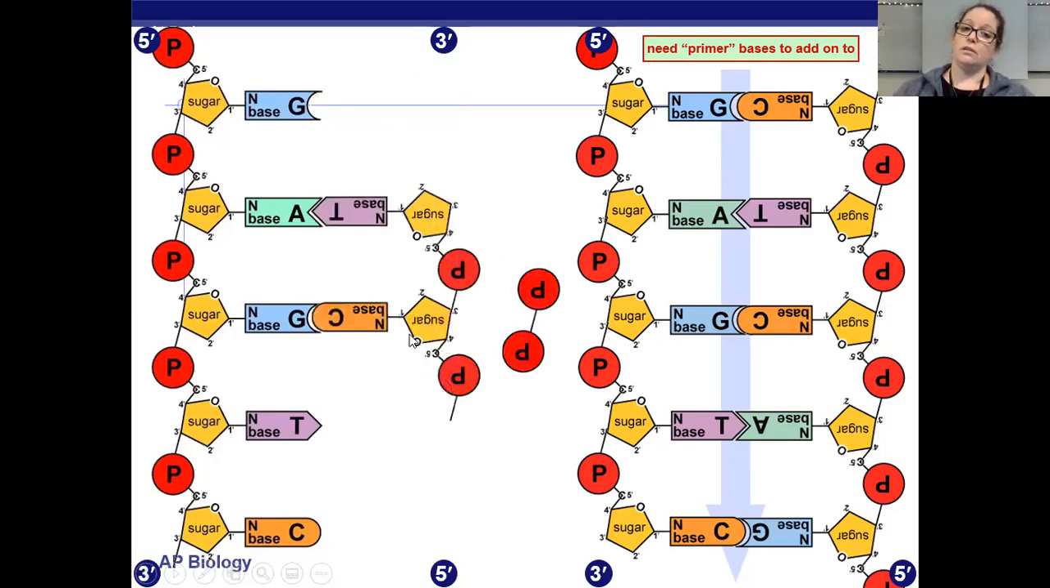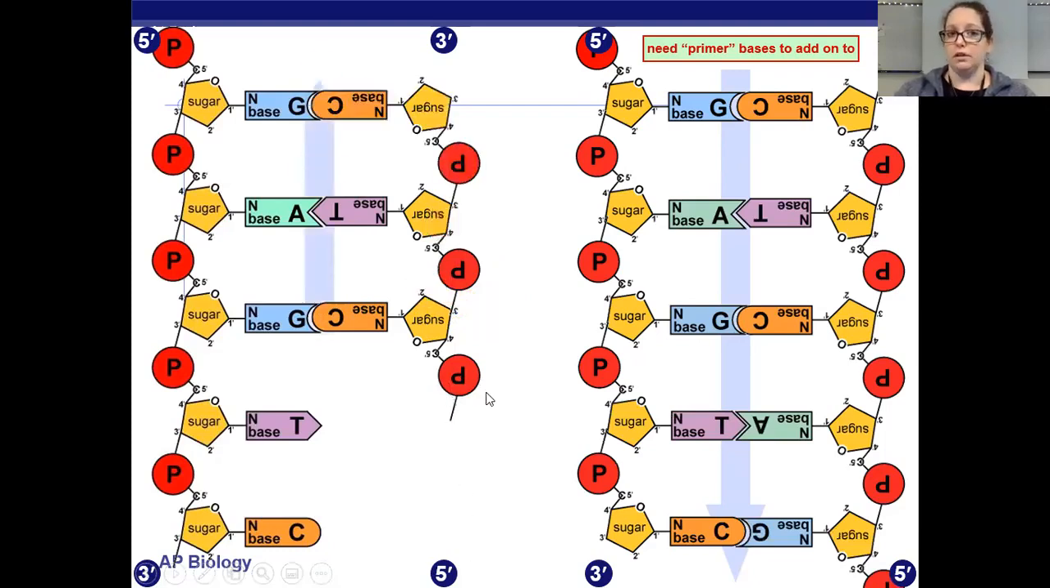We have to start somewhere in the middle and build backwards. And then we have to move up and start and build backwards. And we call this the lagging strand because it's not going to be going as fast as the leading strand.